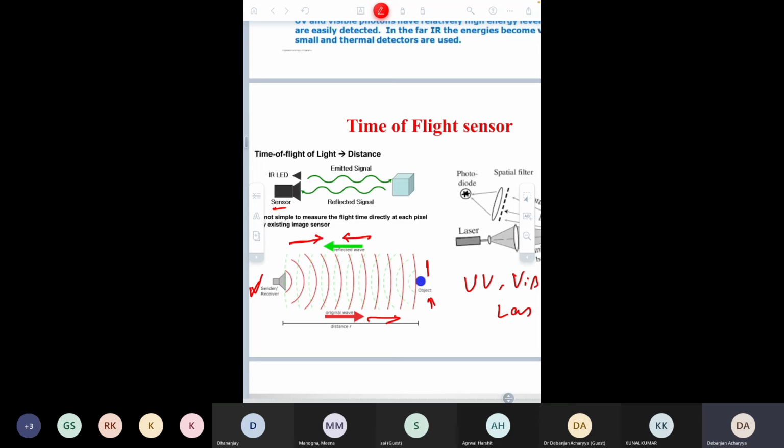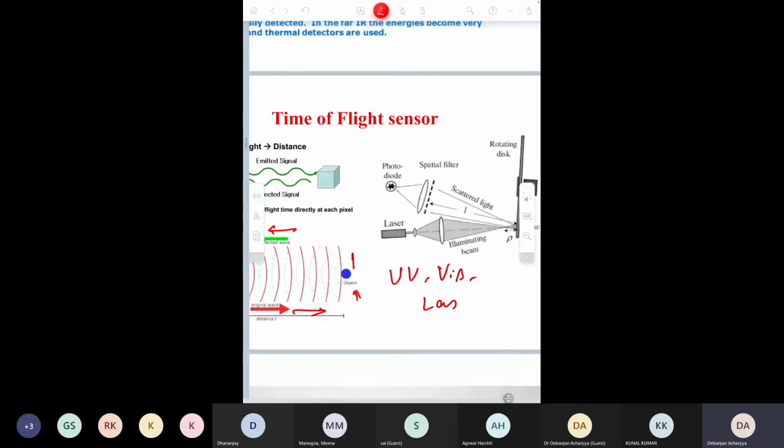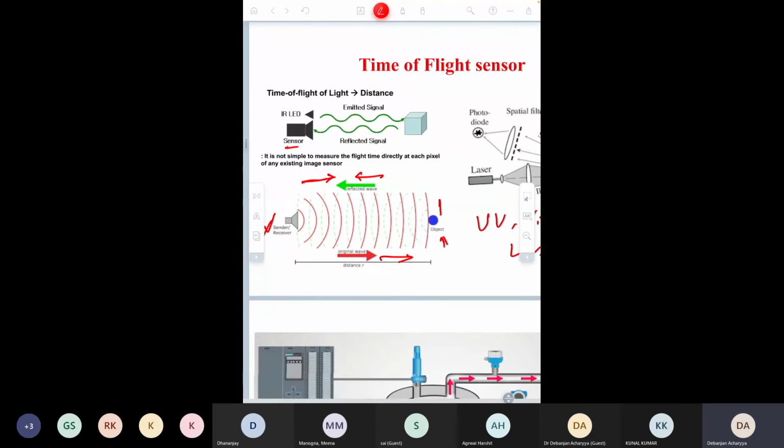Okay, and now here I want to mention one thing: these are the IR waves, which may be some photo laser related thing, and there may be ultrasonic sensors. These are the very basic principle of the time of flight sensor or the range sensor.